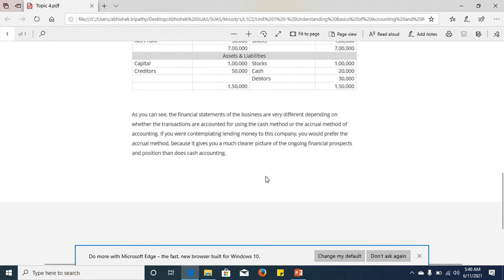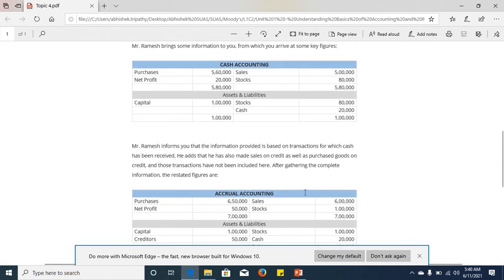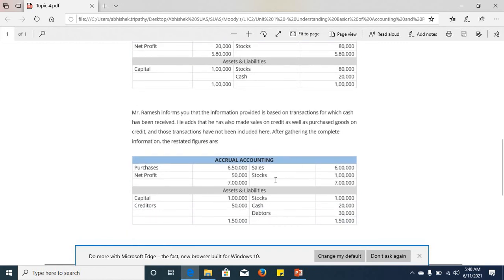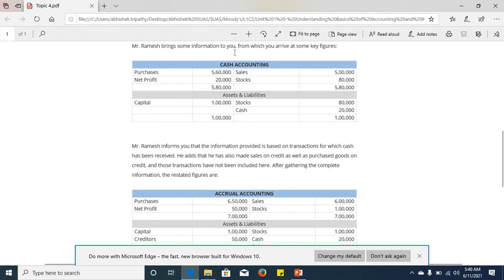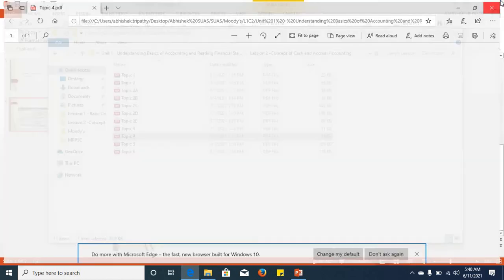As you can see, financial statements of the business are very different depending upon whether the transactions are accounted for using the cash method or the accrual method of accounting. If you are contemplating lending money to this company, you would prefer the accrual method because it gives you a much clearer picture of ongoing financial performance, prospects and position than cash accounting. Why? Because it includes creditors and debtors and all those things. It is important to disclose everything. You cannot just believe in cash accounting. So we've done this.